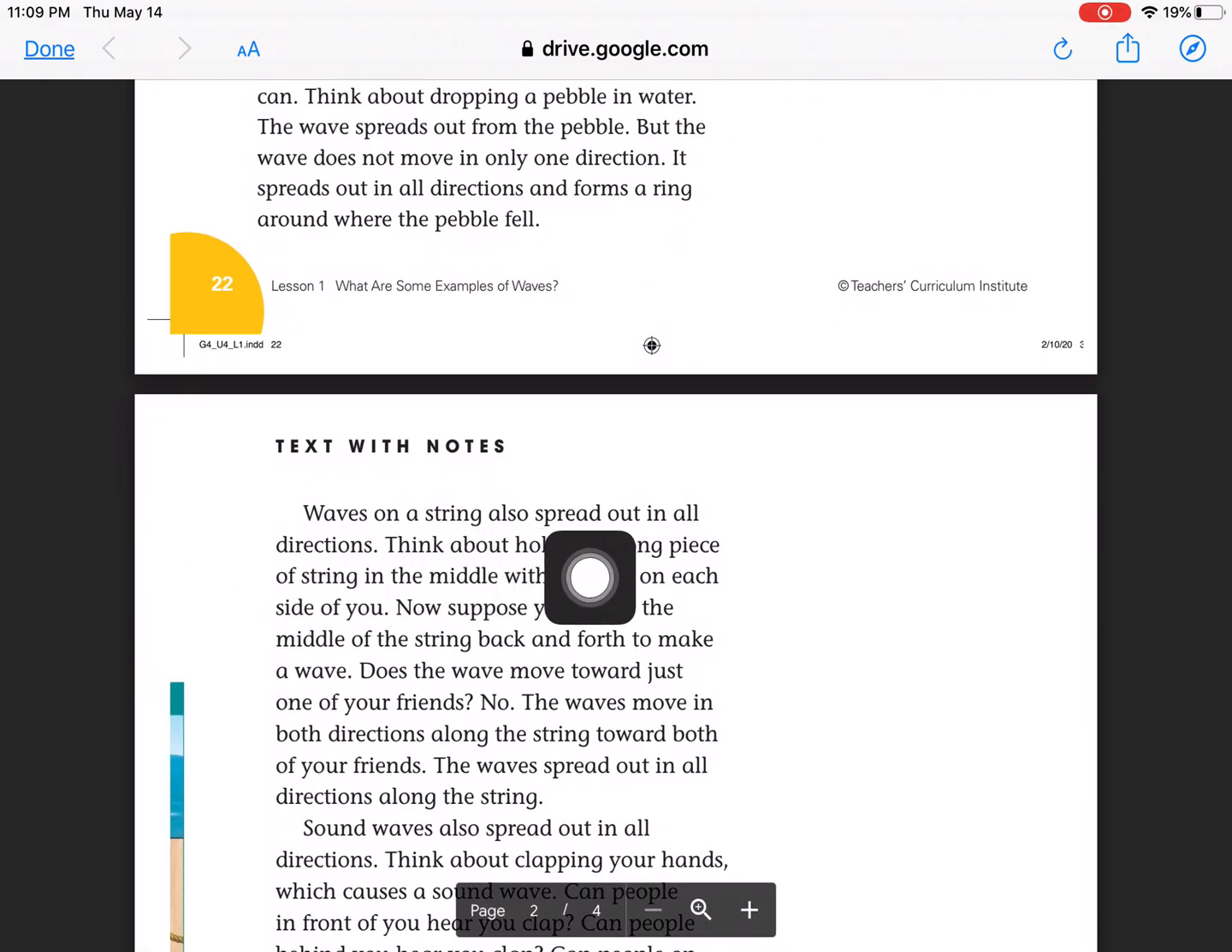Waves on a string also spread out in all directions. Think about holding a long piece of string in the middle with a friend on each side of you. Now suppose you shake the middle of the string back and forth to make a wave. Does the wave move toward just one of your friends? No. The wave moves in both directions along the string toward both of your friends. The waves spread out in all directions along the string.